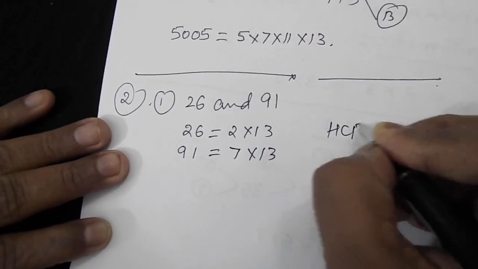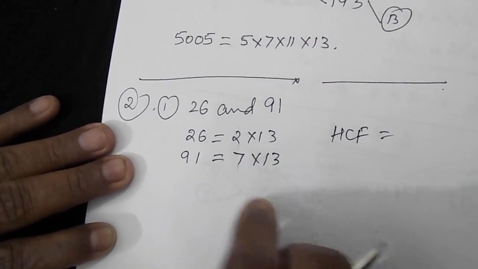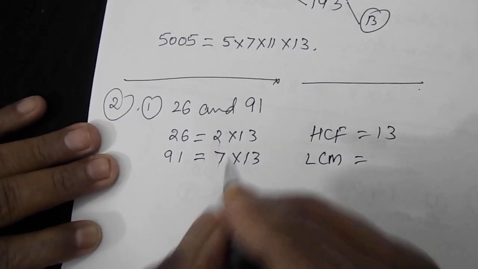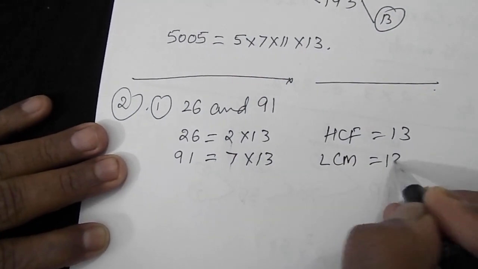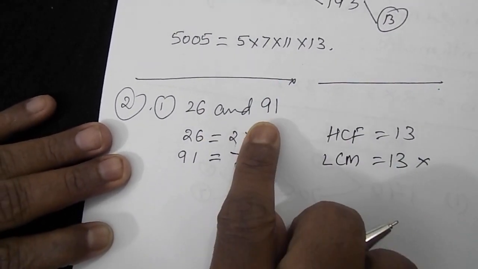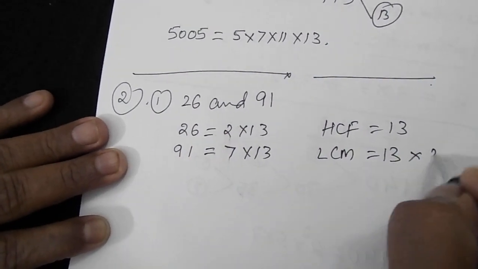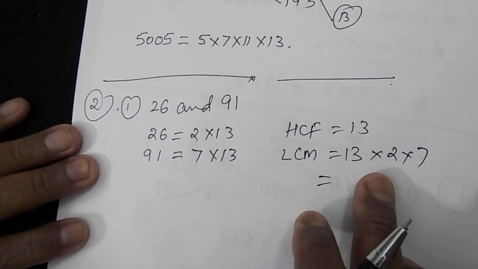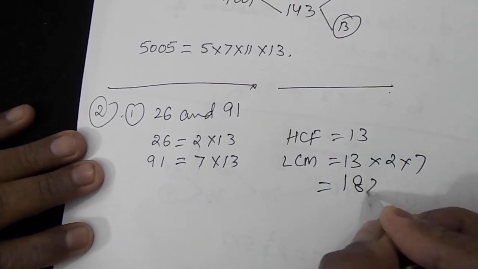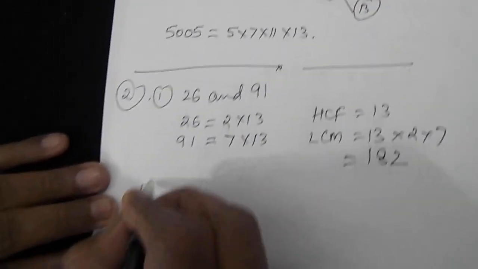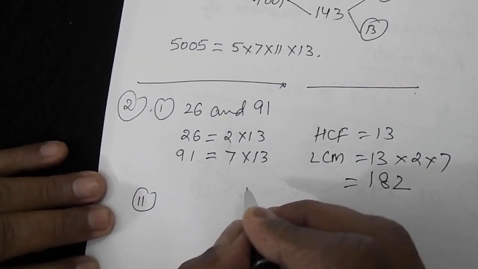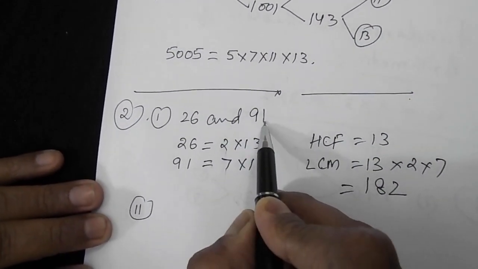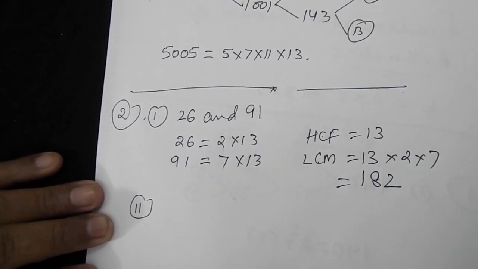As you all know, HCF are the factors which are common. So the common factor is 13. How do you get LCM? The one which is common, we write that, and the remaining factors, like after taking out 13, we are left with 2 and 7. So LCM will be 13 into 2 into 7, which gives you 182. Now, about the verification you can do LCM into HCF is equal to the product of the two numbers. That should come out to be true.